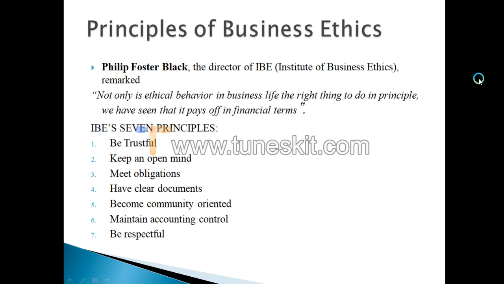Become community oriented. You should be concerned of your community, be it your work community or social community or whatever community that you belong to at different times. Maintain accounting control. Be respectful. So these are the 7 principles of IBE, Institute of Business Ethics. So we need to maintain these 7 principles according to IBE.